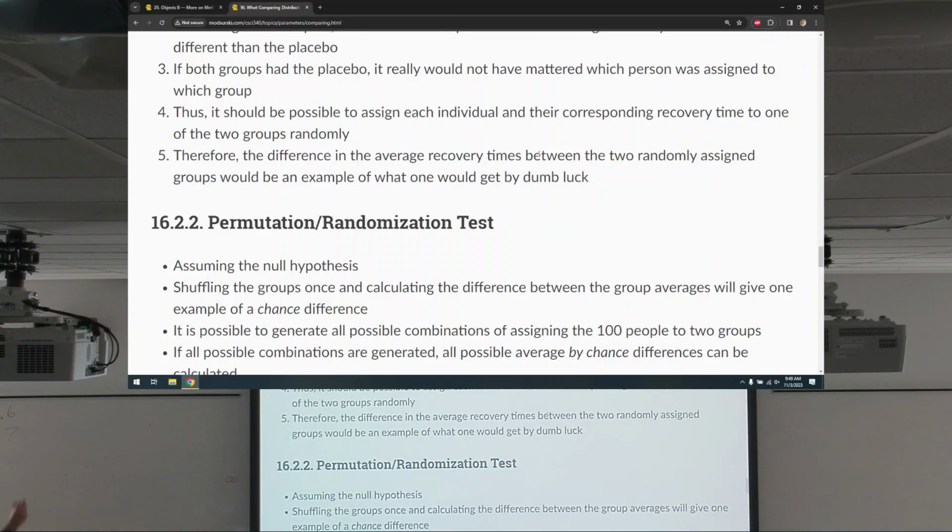But, you know, this was the real observation, the one I actually made, but we're assuming it doesn't matter. So I randomly assign them, get the distribution, calculate their averages, what's their average difference. I do it again. I'm going to do this for every possible permutation of 50 people to each group out of 100.